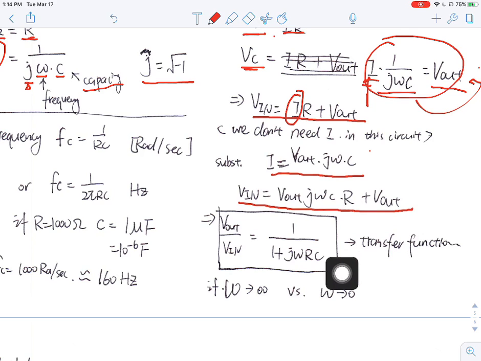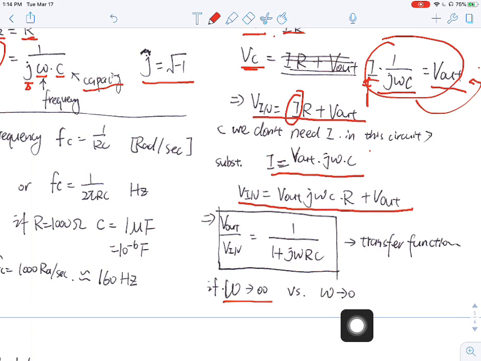And I want you to look at if your omega goes to a very large number, what would that do to this equation? Imagine your omega is very large, this whole term goes to 0, right? And if this is 0, that means V out versus V in equals 0. And your V out is 0. That means if you have a large frequency, your output is 0, right? That's what we're trying to do, to get rid of all the signal that has high frequency.